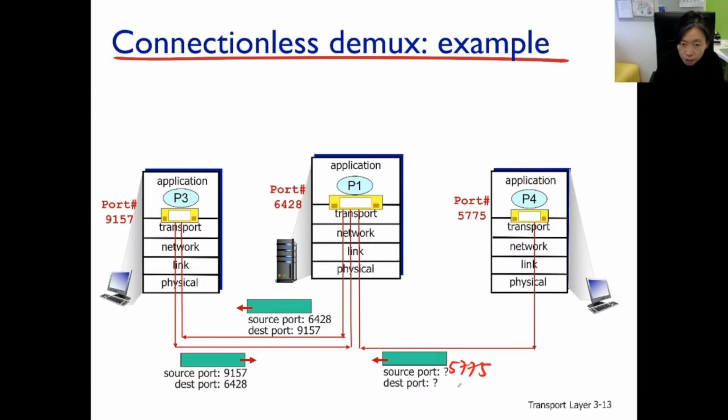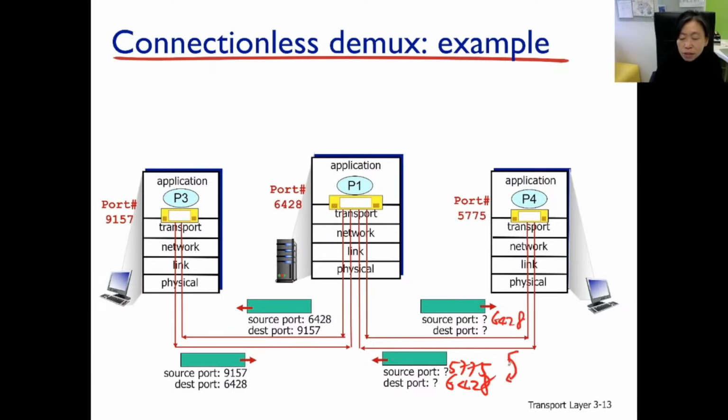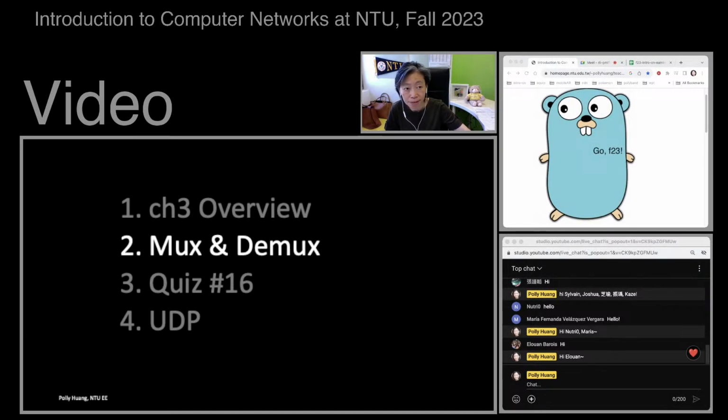5775. And destination? The server's port number. And it's probably not hard. The returning messages back to P4, source being 642A, essentially the reverse of these two port numbers. Yeah, so that's the connectionless. You see that the destination address is not just the IP itself, but also the port number, right? If we use the postal systems analogy, it would be more like the street address of the building and then the apartment number. Okay, so there's a certain granularity when you specify the destination address.